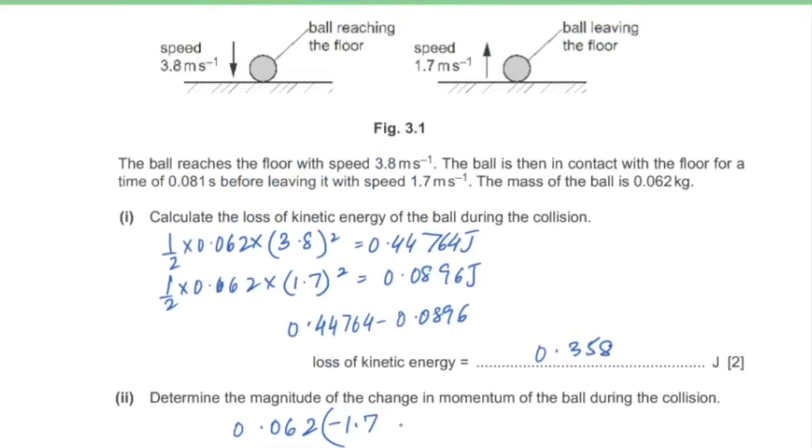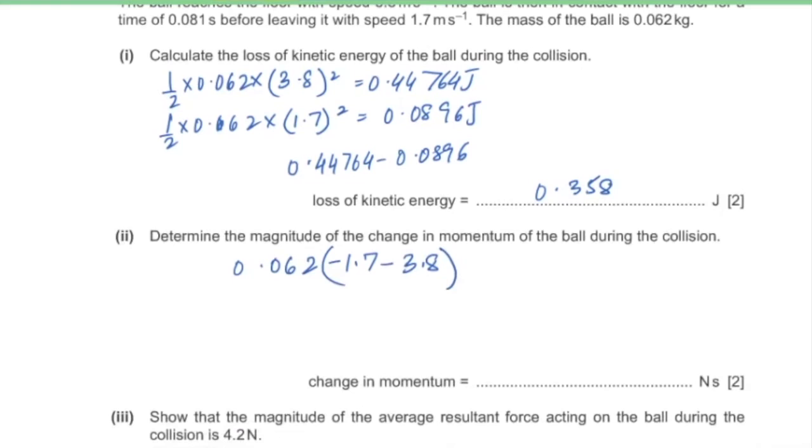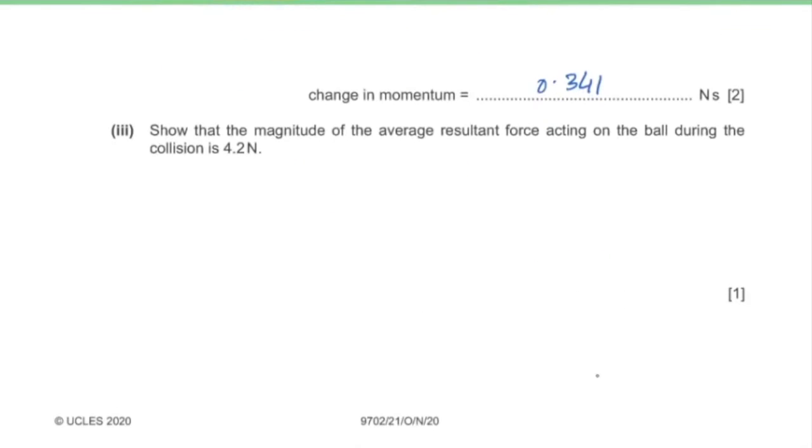Momentum is a vector quantity, and we must take signs into consideration. The ball changes its direction, so it's going to be negative 1.7, and the change in momentum is going to be m(v minus u), so minus 3.8. 3.8 is going to carry a sign of positive, so the change in momentum has a magnitude of 0.341 Newton seconds. Part 3 showed that the magnitude of the average resultant force acting on the ball during the collision is 4.2 newtons.